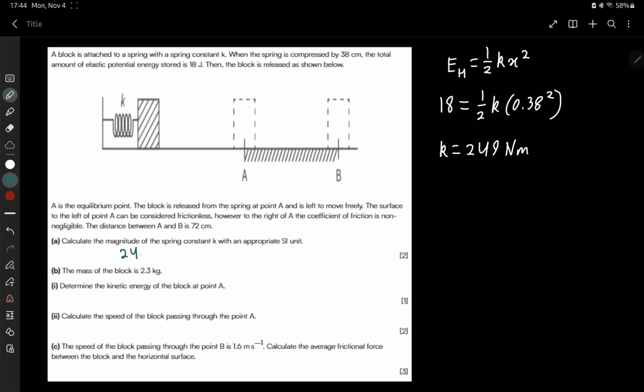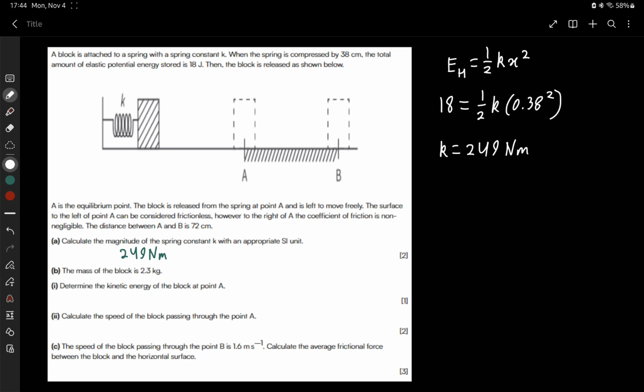You should always include your units, even if it doesn't explicitly state that. You can lose or gain marks based off of whether you do or do not. So always just try and include units in your answer.